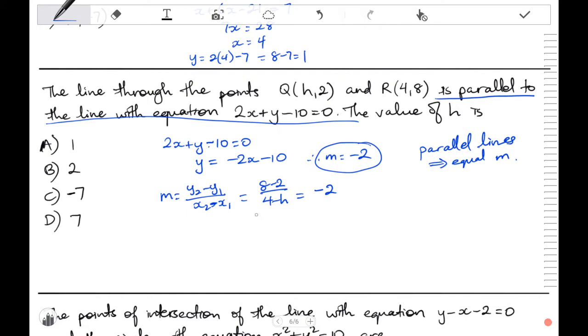So simplifying here, this is 6 over 4 minus h equals minus 2. Cross multiply, 6 is equal to minus 2 times 4 minus h. So equals minus 8 plus 2h. So you have 2h equals 6 plus 8 is 14, or h is equal to 7. And so there is D.